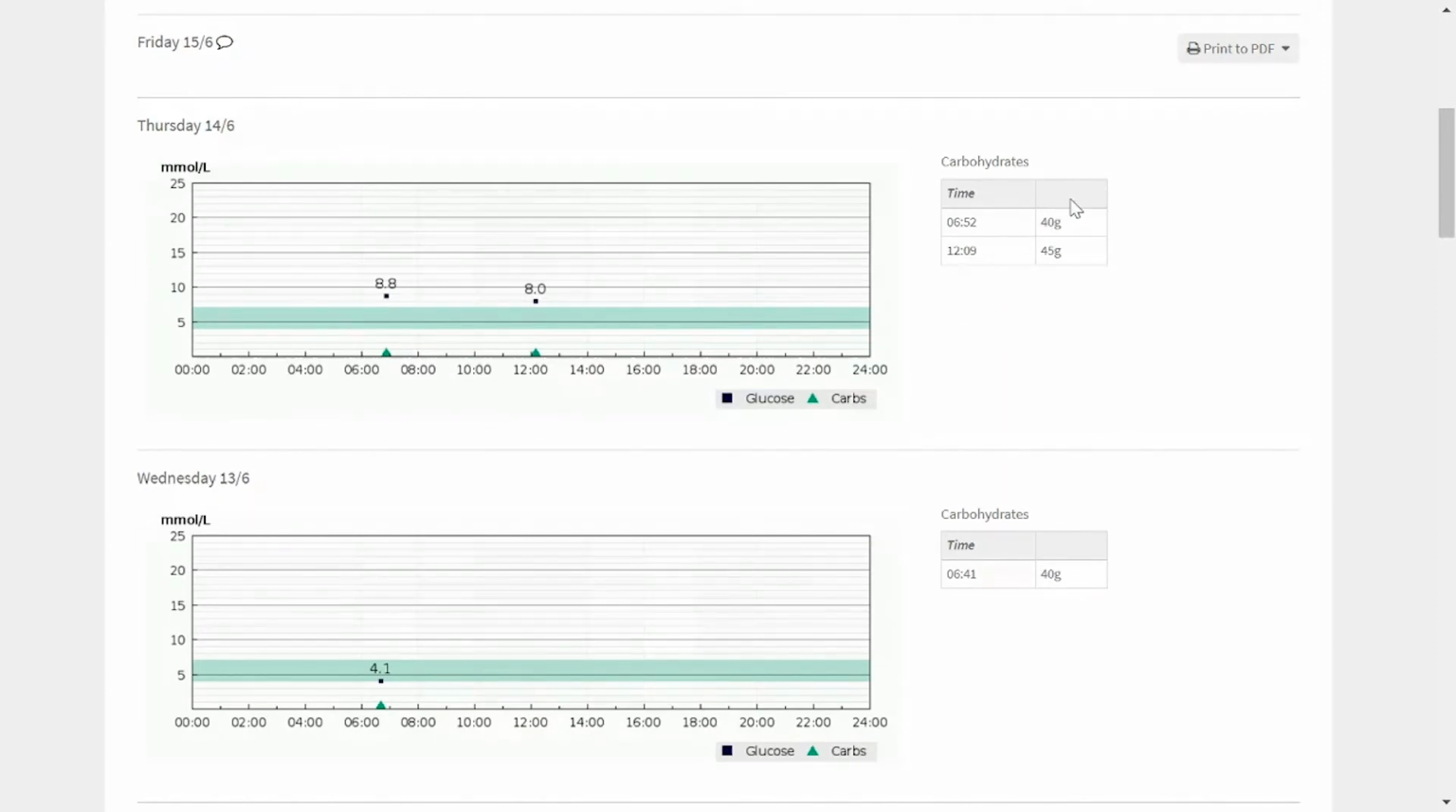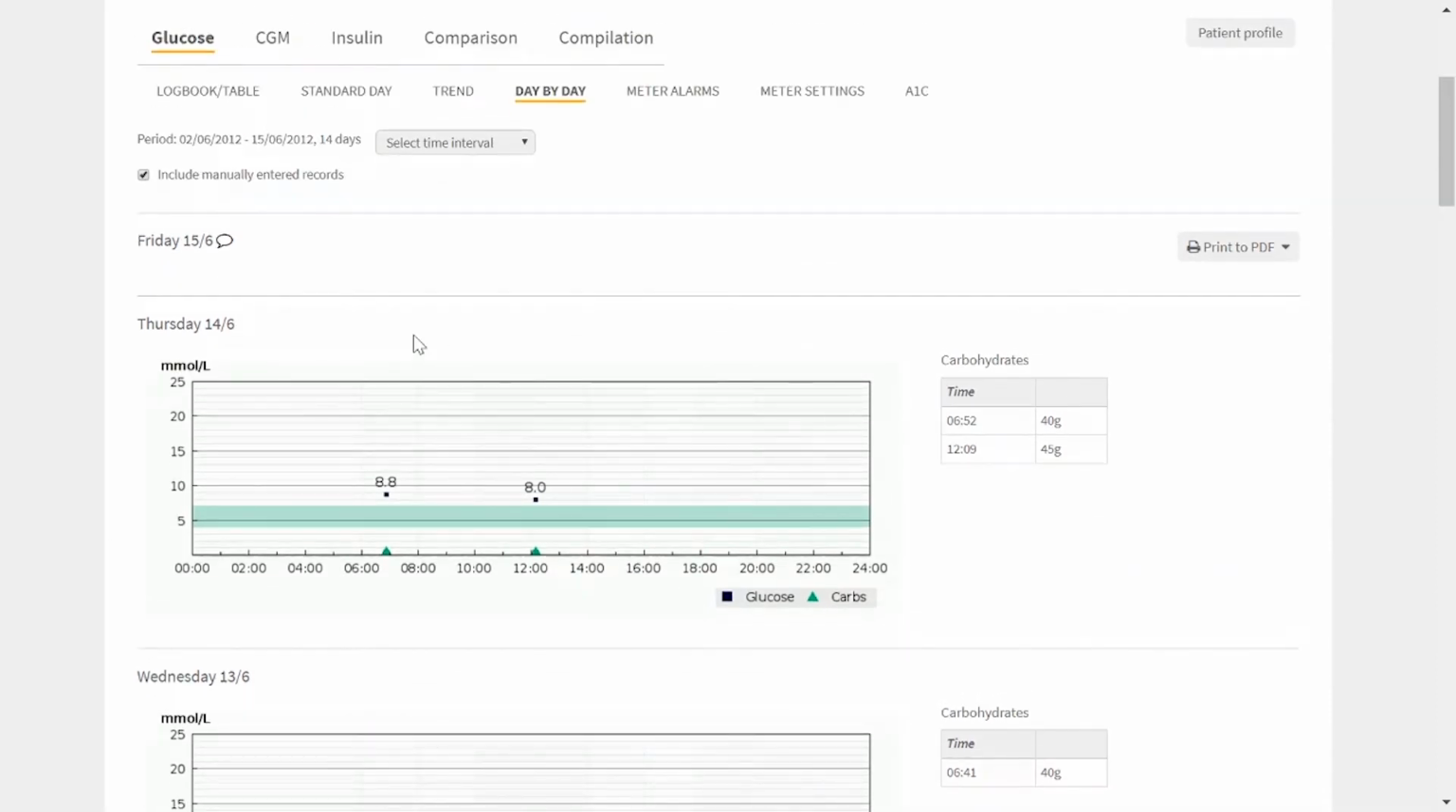On the right hand side, you're able to see the individual carb amounts that a patient has had, so 40 and 45 grams, and they are represented on the graph by green triangles. You're also able to see any comments that have been recorded, as you can see here, test comments, and they are indicated by a speech bubble.